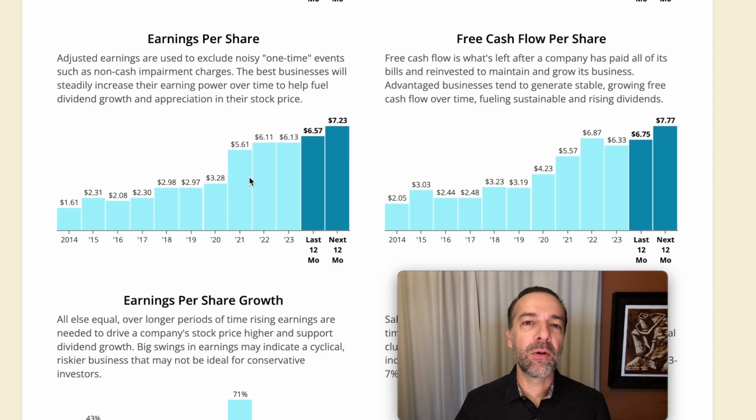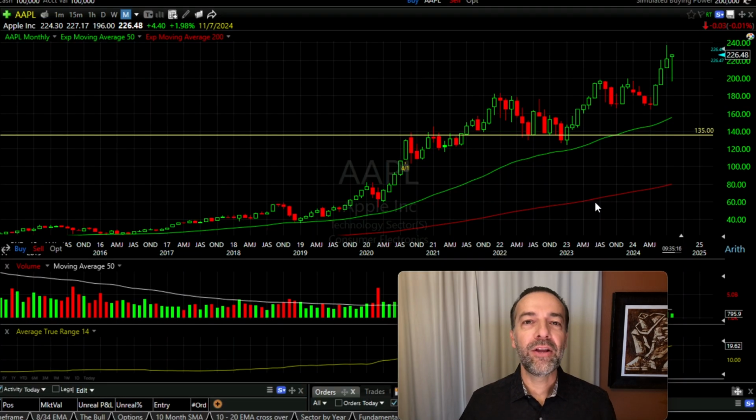Notice what's happened here with Apple's earnings over the past 10 years. Overall, we see nice, steady, consistent growth in its earnings. But what's happened to its stock price during that time? Here you see a chart of Apple's stock price during that same 10-year period. Each one of these candlesticks is the equivalent of 1 month worth of price action.